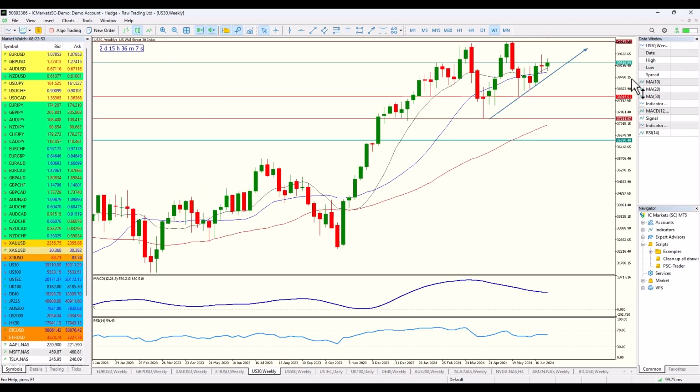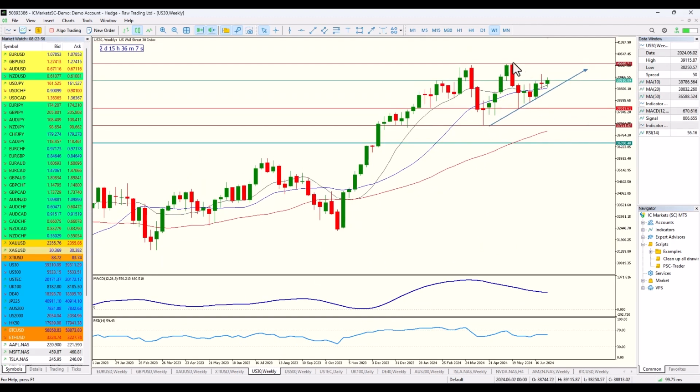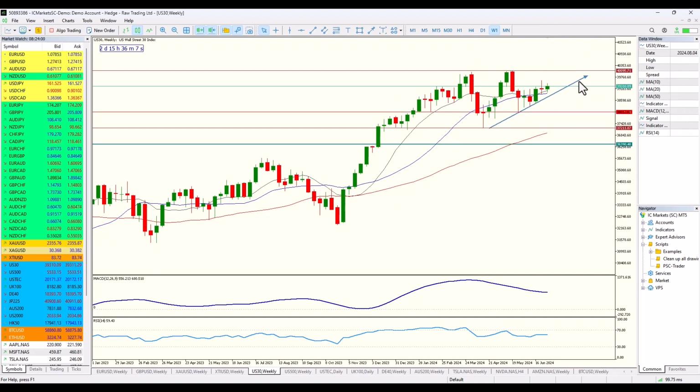So when we move on to the Dow, you can see the Dow here producing a series of higher lows, coming up into resistance around that 40,000 level, and statistically and historically, it's likely to break up through that level, but that's going to take a while.